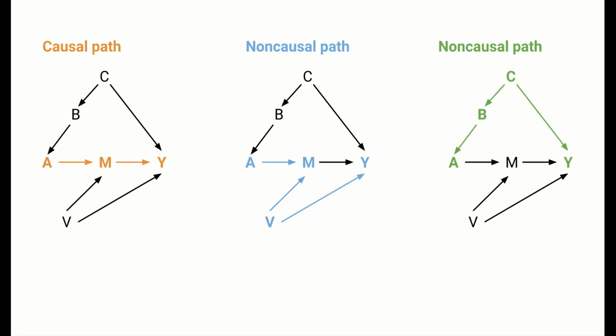In particular, note that there is one causal path, AMY, highlighted in orange, a non-causal path, AMVY, highlighted in blue, and another non-causal path, ABCY, in green. Not only are there multiple paths between the treatment and outcome, but also the non-causal paths have more than 3 nodes and seem to be combinations of forks, chains, and colliders.